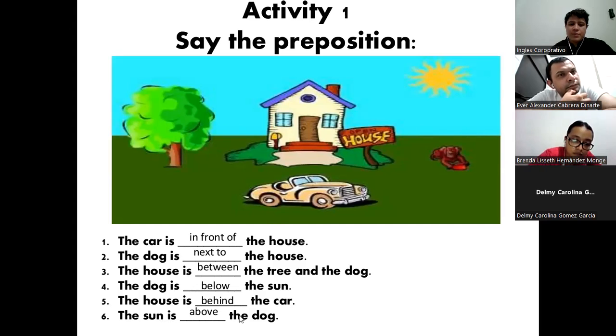And the sun is above the dog. Sol está encima, right? Above. Okay, you see? Like this example. Now, guys, it's your turn.